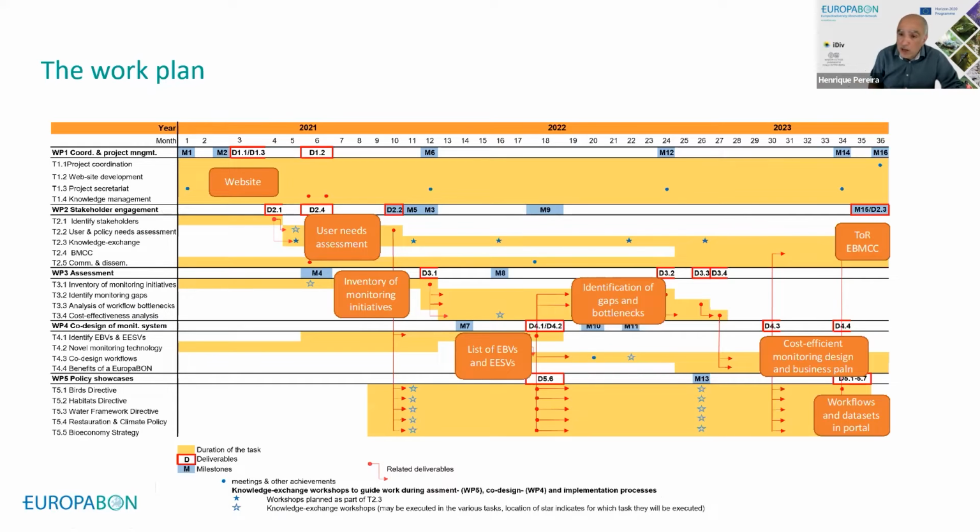In a couple of months, we are going to publish the list of essential variables that should be monitored. Next, we'll identify gaps in monitoring EBVs in existing monitoring schemes, and we'll design novel monitoring schemes to fulfill these gaps and demonstrate the approach of the essential biodiversity variables in a data portal. The final deliverable will be terms of reference for the establishment of a European level biodiversity monitoring coordination center to implement this biodiversity monitoring system. Next slide.